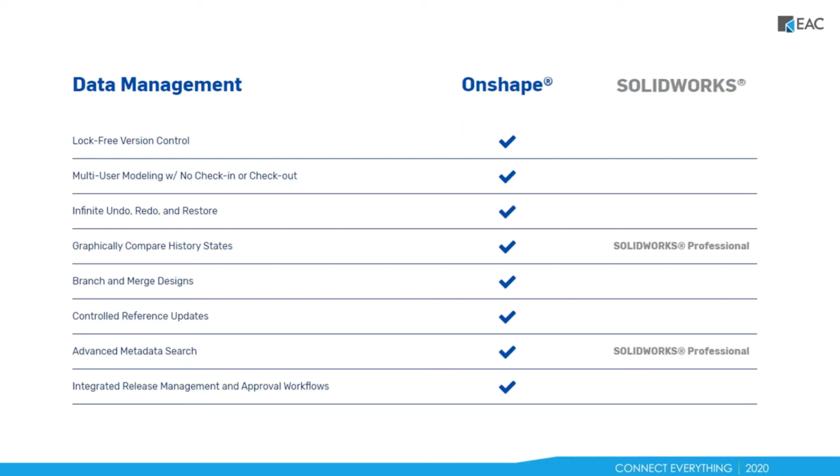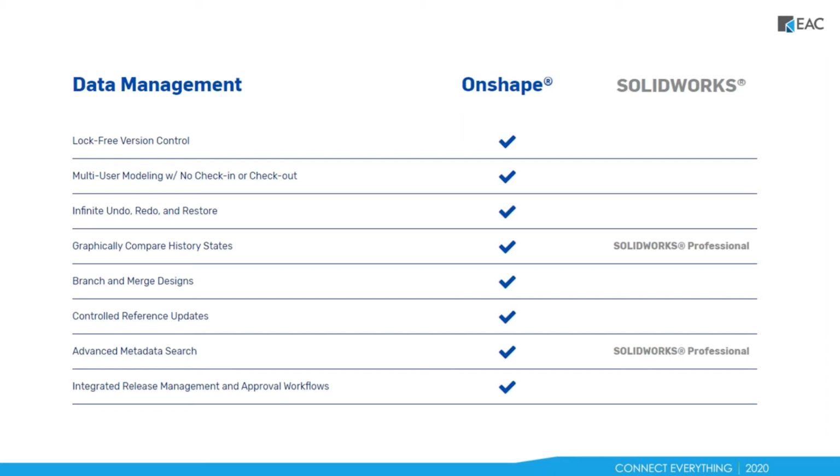Multi-user modeling, so we can work together on the same system, and there isn't this concept of having to check something out to work on it or check it back in, which is typical to most data management systems. An infinite number of undos and redos, so you can never lose your work. You can always go back to some point where it existed. You can graphically compare histories in Onshape out of the box. SolidWorks Professional will do that.